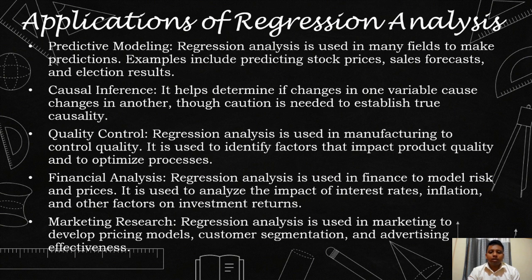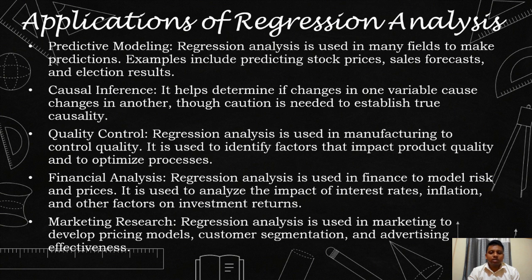Predictive modeling. Regression analysis is used in many fields to make predictions. Examples include predicting stock prices, sales forecasting, and election results. Causal inference. It helps to determine if changes in one variable cause changes in another, though caution is needed to establish true causation.